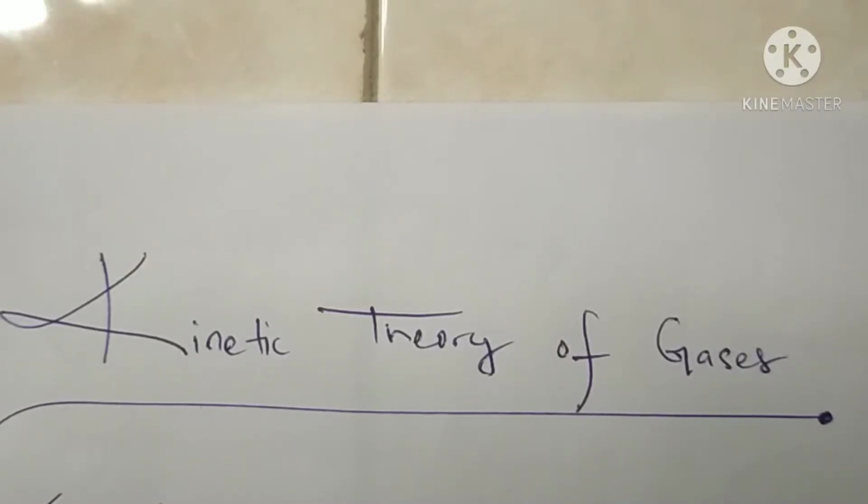Hi all, welcome to Kinetic Theory of Gases. In this chapter, we will learn the macroscopic and microscopic properties of gas. Boyle's Law, Charles' Law, Pressure Law, and the ideal gas equation are used to describe the macroscopic properties of gas. The root mean square speed of the gas molecules is used to explain the microscopic properties of gas.